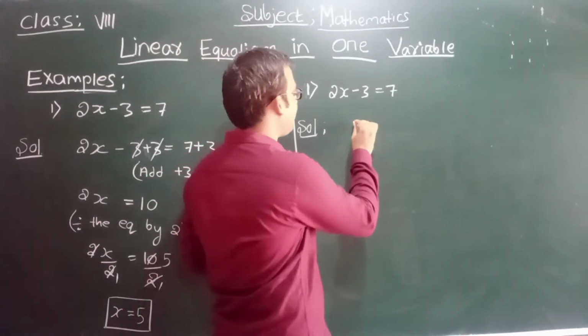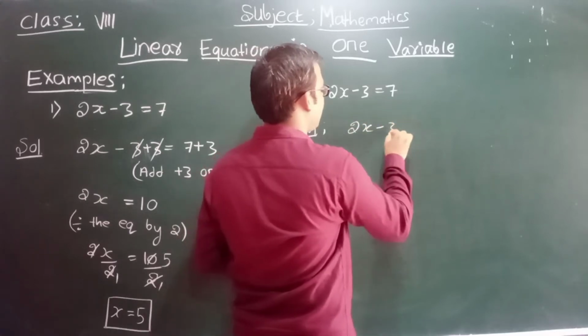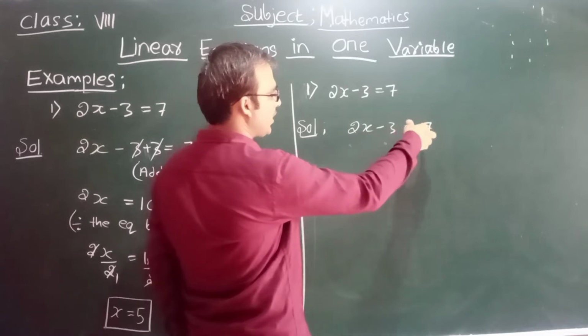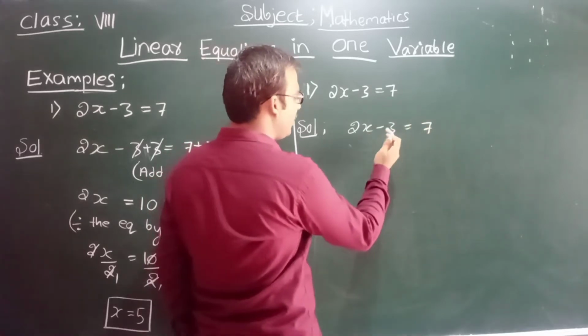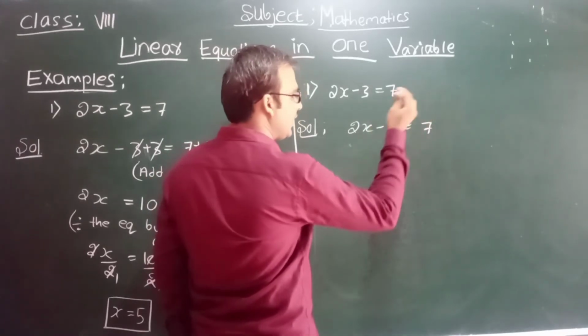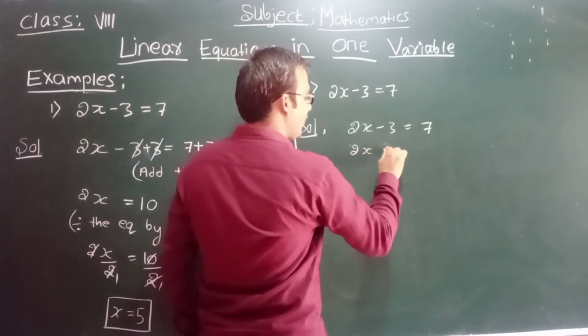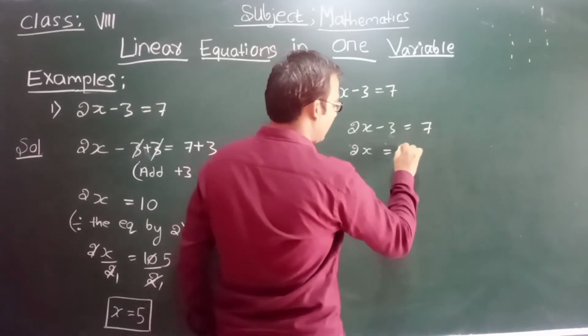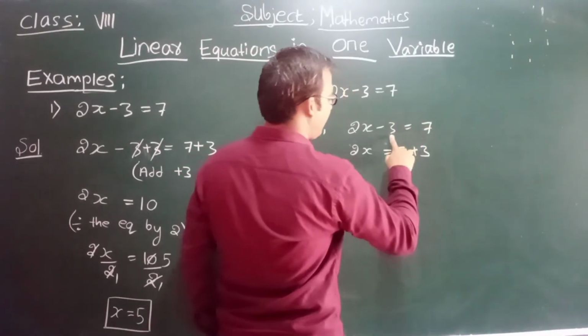Rewrite it once again. Look here, 2x minus 3 equals 7 is there. So what you need to do? Transpose this minus 3 to that side. When you transpose this minus 3 to that side, it will become plus 3.